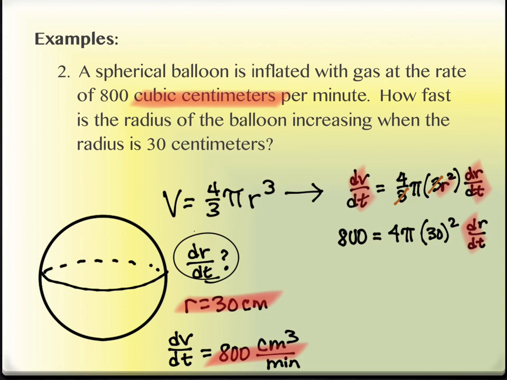So we can multiply this out. 30 squared would be 900. 900 times 4 is 3,600. So let me actually write that. So this is 3,600 pi times dr dt, equals 800 on the left. And then I can divide by that 3,600 pi.